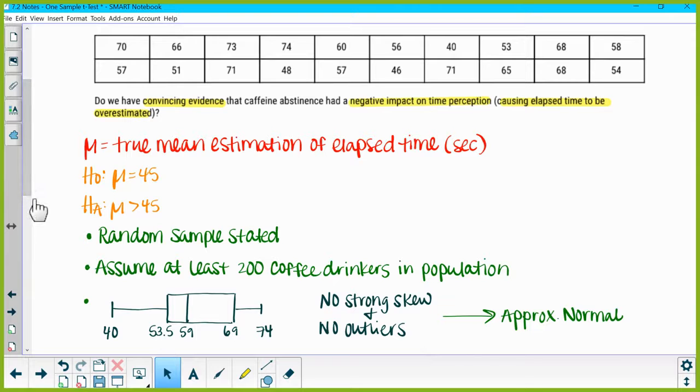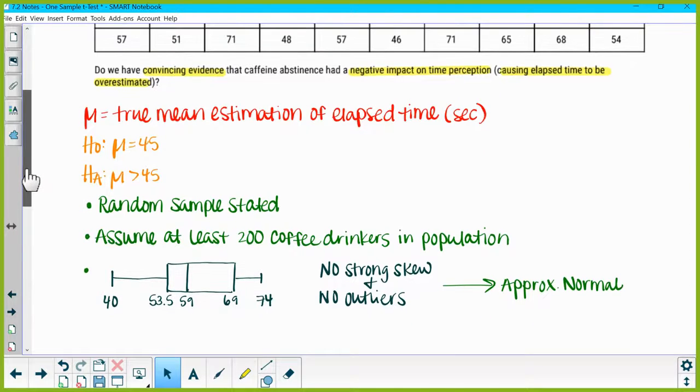Now, I know that it kind of looks like there might potentially be a skew over here on the right side of my box plot. However, remember, skew is dependent on distance from your median to your minimum and maximum values. Not what's happening in Q1 or Q3, but is the distance from here to here and here to here approximately the same? So minimum to median, median to maximum. If it is, we can generally say it's symmetric. Basically, no strong skew, no outliers, so I'm going to assume it's approximately normal.